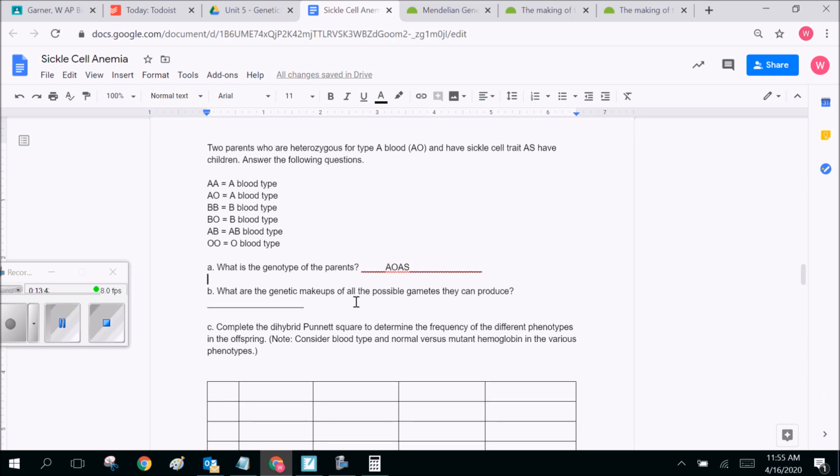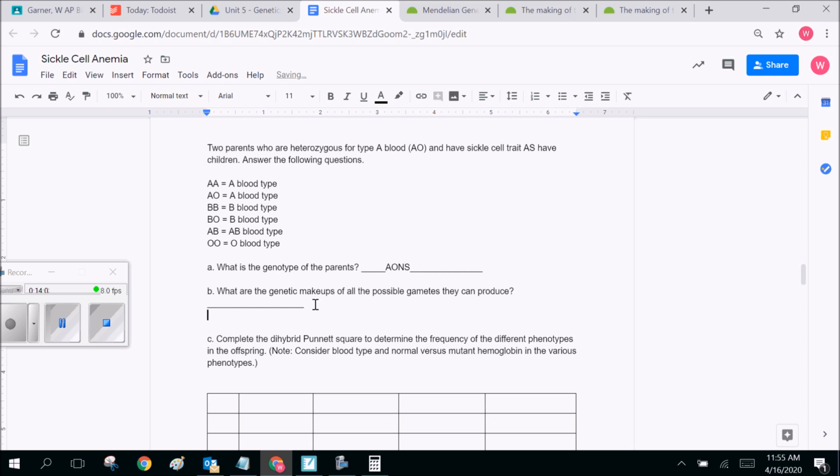What are the genetic makeups of all the possible gametes they can produce? Well, I might actually change the letters here. I'm going to put in N standing for normal, and S standing for sickle cell. I hope that makes sense to you guys. So what are the genetic makeups of the possible gametes they can produce? Well, that's going to be that FOIL method we talked about in the dihybrid cross. So we could have A blood type with a normal red blood cell. We could have A blood type with a sickle cell. We could have O blood type with the normal, or O blood type with the sickle.